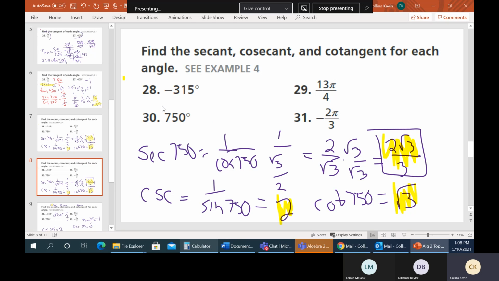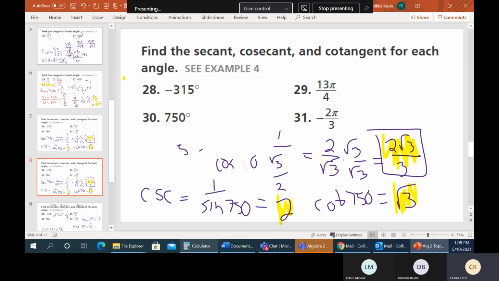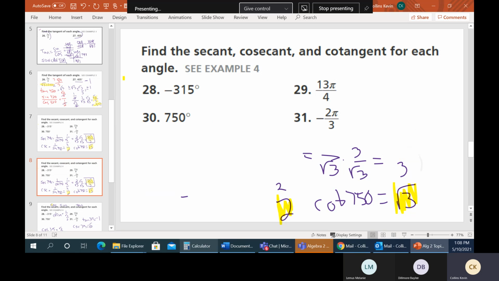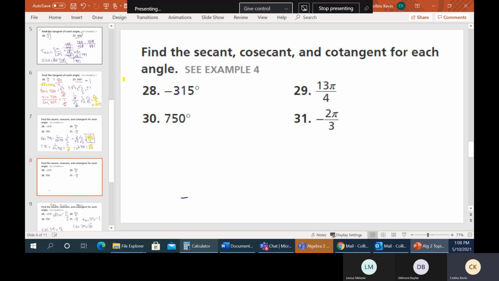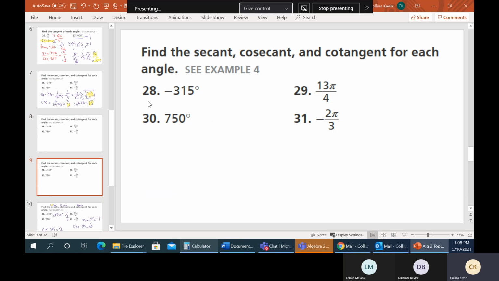All right, so let me erase this stuff. Use a clean slate here. All right, so that's 28 and 30. We need to do 29 and 31 yet. Should probably just copy this thing again right now. Yeah, trying to get it cleaned up. There we go. All right, let's do that one more time. Okay, so let's do this guy.